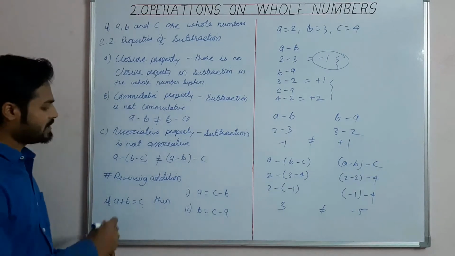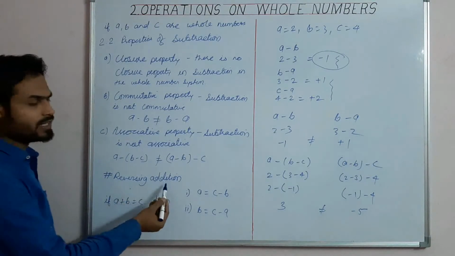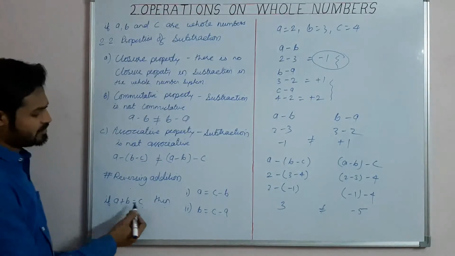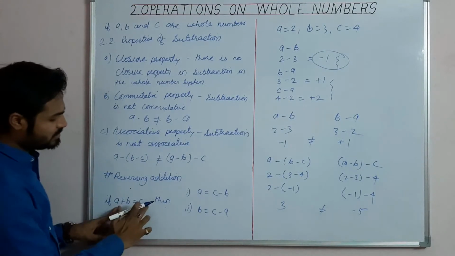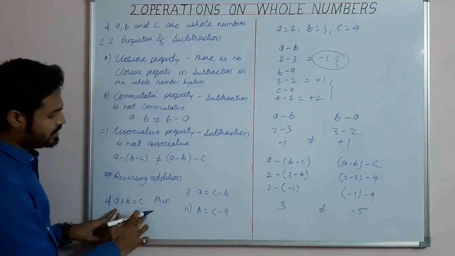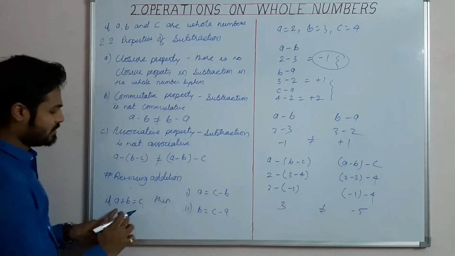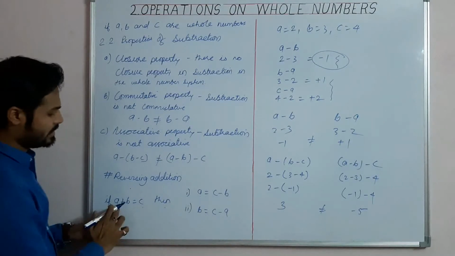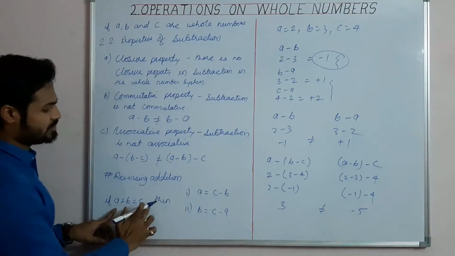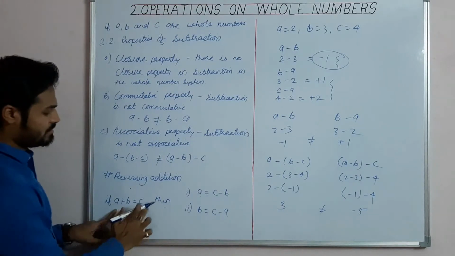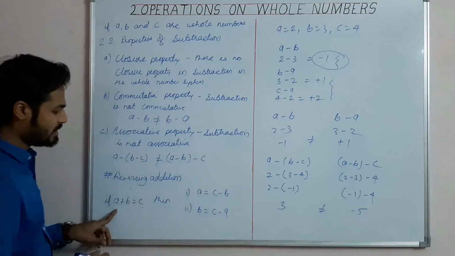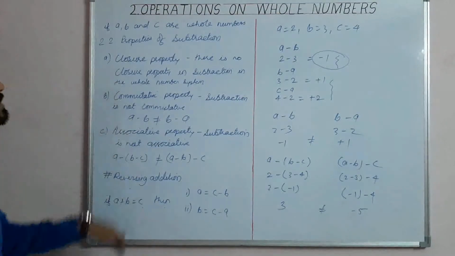Now for subtraction we can also use the reversing of addition. If a plus b equals c, then we just change the place of b and a one by one. So we can write a equals c minus b, or we can write b equals c minus a, right? So these are the properties of subtraction.